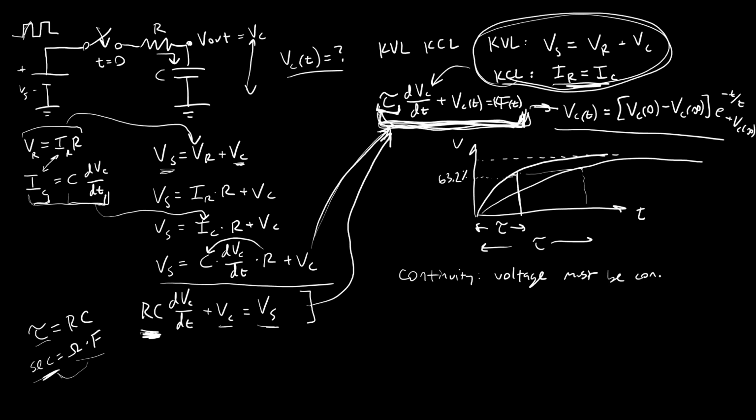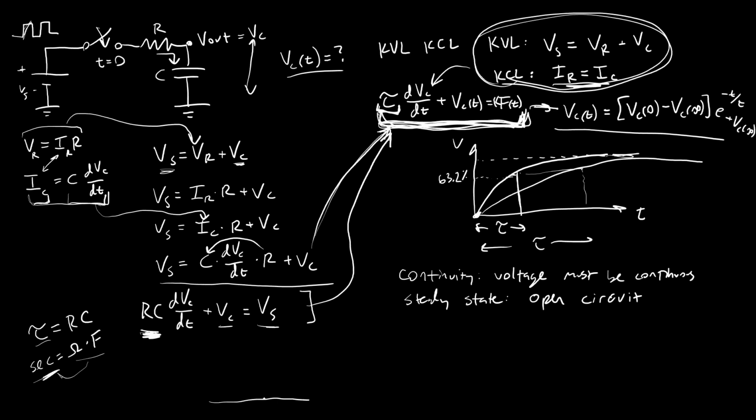Voltage must be continuous. And in steady state, a capacitor acts like an open circuit. And those conditions, pardon my terrible handwriting, are going to help us find out what the initial condition is here and what the steady state condition is here. I'm going to try and cram this all in at the bottom of this one slide.